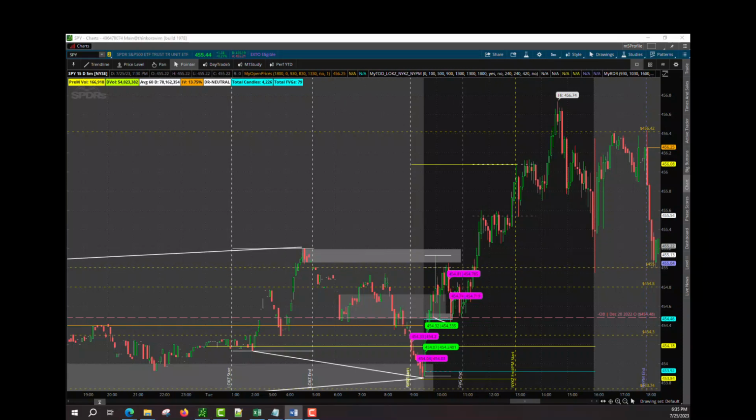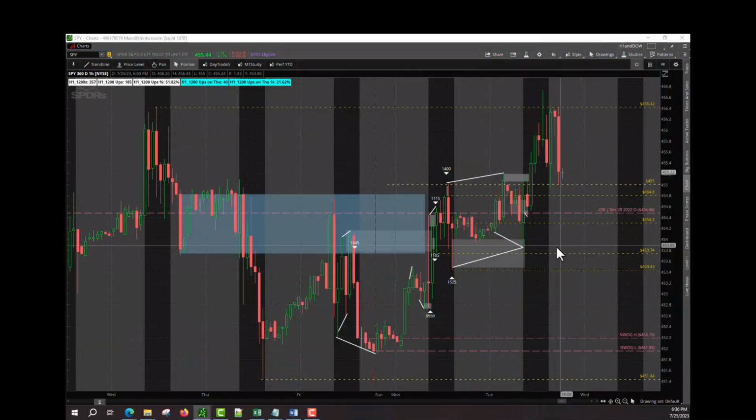Yeah, that's the condition we need to put here. Okay, let's go back to the 1 hour time frame. We want to point out something real quick.